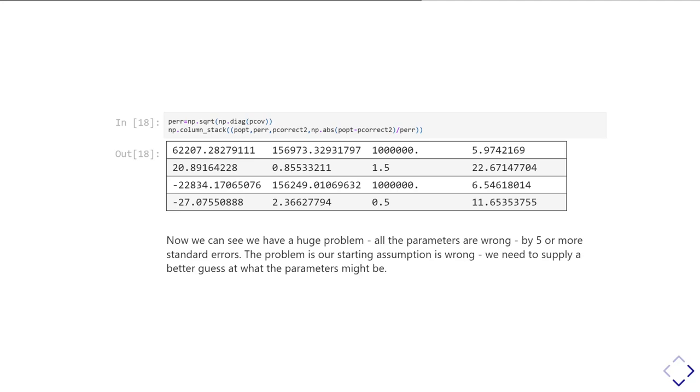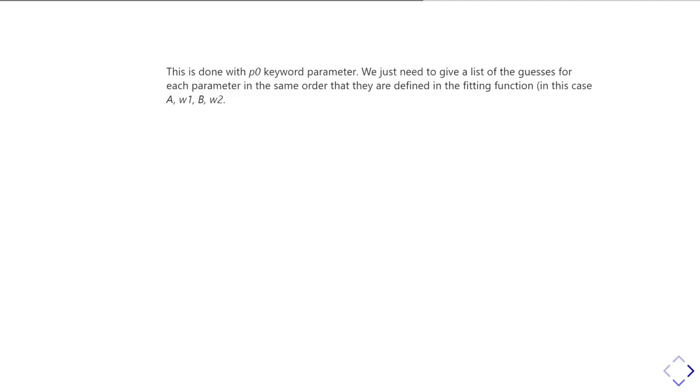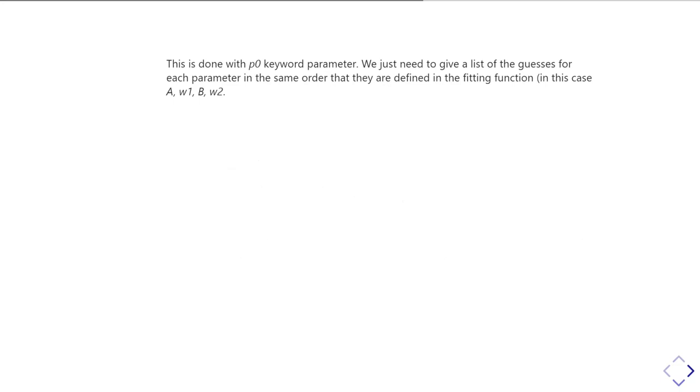So what we need to go and do is we need to supply it with some guess as to what those parameters should be. So this is done with a keyword parameter called P0. And what you need to do with P0 is give it a list of initial guesses or initial values to start looking at for those parameters that are in your fitting function. And you need to have the same number of parameters in P0 as you have parameters in your fitting function. You can't have more, you can't have less. You must have exactly the same number. So in other words, you must give an initial guess for each and every parameter you have. And they're given in the same order.